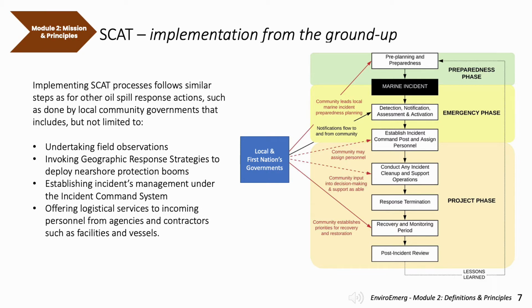Implementing SCAT processes follows similar steps as for other oil spill response actions, such as done by local community governments. That includes, but is not limited to, undertaking field observations to know where the spilled product is spreading, invoking geographic response strategies they have developed so as to deploy nearshore protection booms, establishing incident management under the incident command system, and then offering logistical services to incoming personnel from agencies and contractors, such as their facilities and vessels.